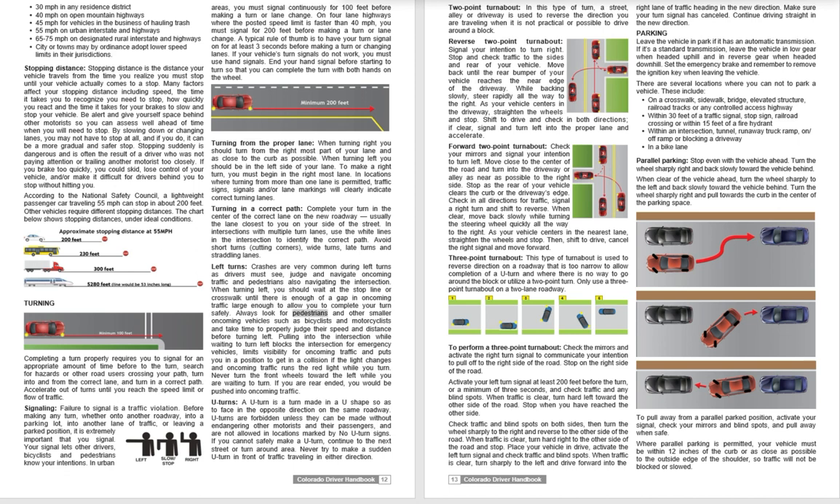Always look for pedestrians and other smaller oncoming vehicles such as bicyclists and motorcyclists and take time to properly judge their speed and distance before turning left. Pulling into the intersection while waiting to turn left blocks the intersection for emergency vehicles, limits visibility for oncoming traffic, and puts you in a position to get in a collision if the light changes and oncoming traffic runs the red light while you turn.